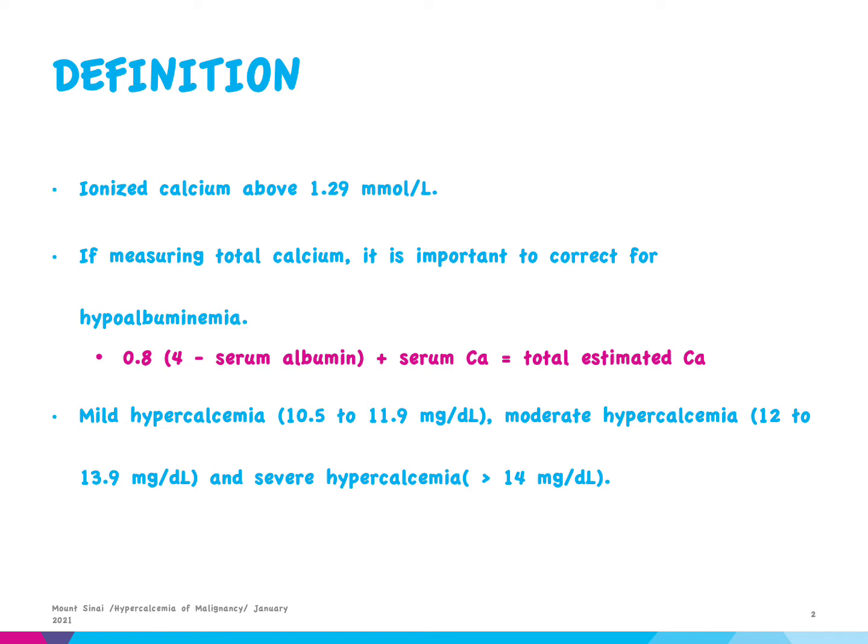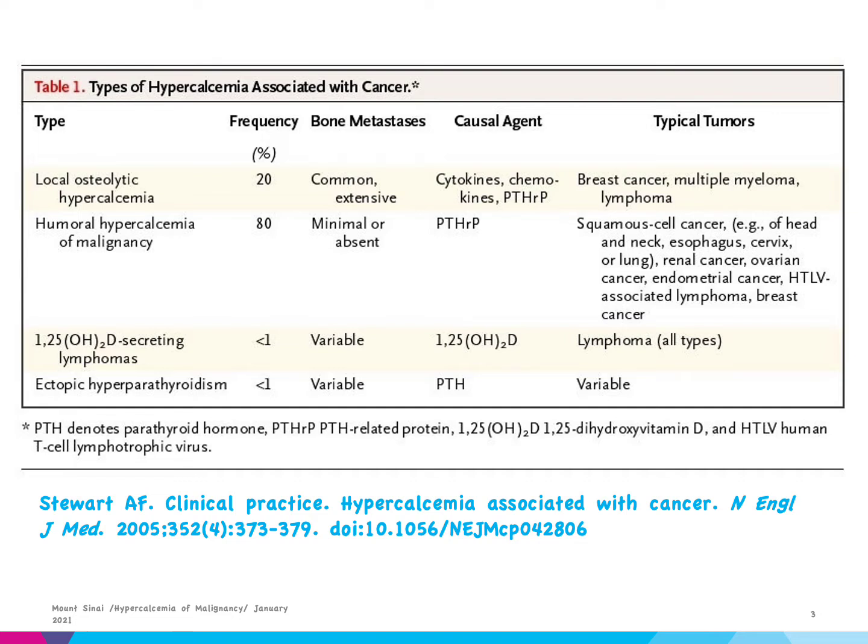With a corrected calcium of 10.5 to 11.9, we refer to that as mild hypercalcemia. Moderate hypercalcemia would be 12 to 13.9, and severe hypercalcemia would be above 14. Now, in terms of symptoms, besides the total calcium number, we also look at the rate at which the calcium is increasing. That can also guide our management.